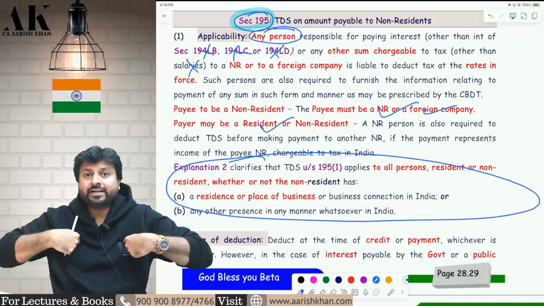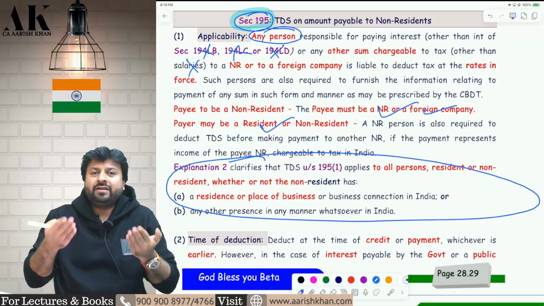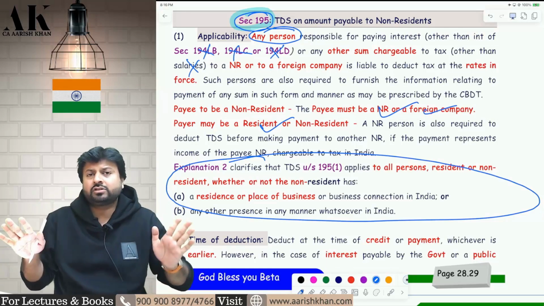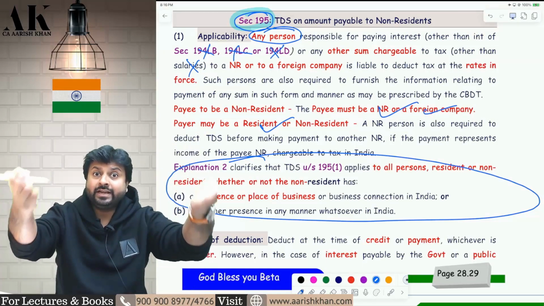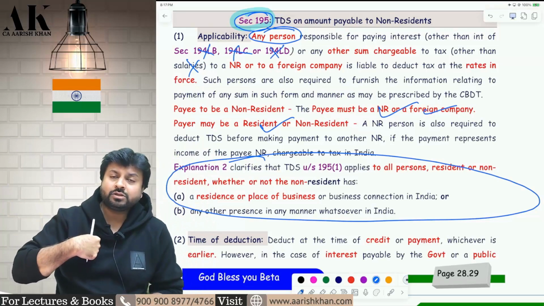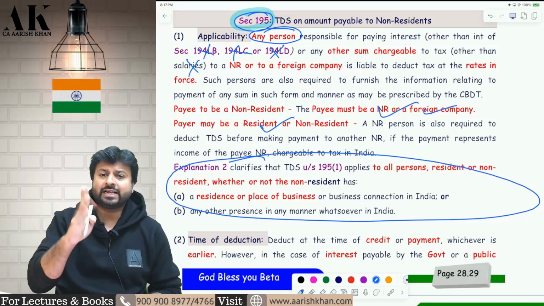Okay. So who is the deductor? Deductor is any person. Resident, non-resident. Whether you have a business connection in India, whether you have a place of business in India, whether you have any other presence in India, or you don't have all these things, then also you are liable to deduct TDS. Who is the deductee? Deductee is a non-resident and foreign company. On what items will you deduct TDS? On every payment made to a non-resident except 194LB, LC, LD and salary.